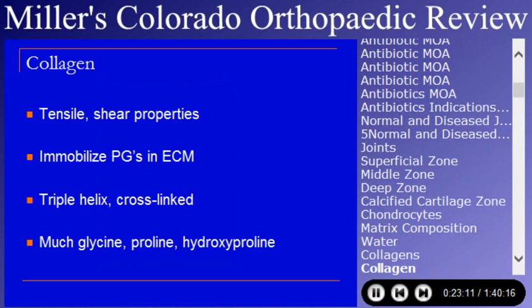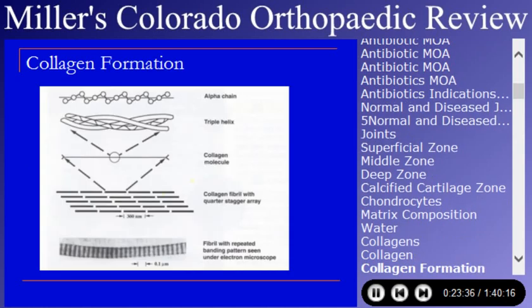Collagen gives the articular cartilage its tensile and shear properties. It immobilizes proteoglycans in the extracellular matrix. It is a triple helix and is cross-linked. There is a great deal of glycine, proline, and hydroxyproline in the collagen, which can be measured as breakdown products in people who have cartilage diseases.